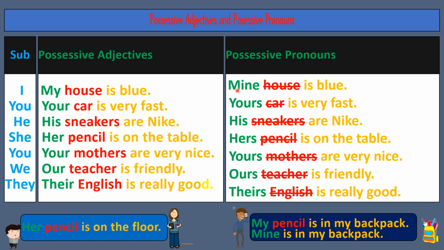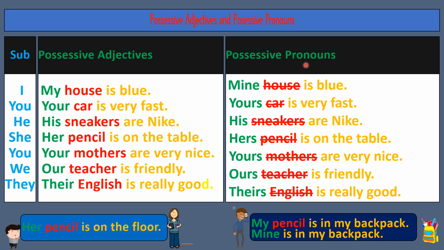For example, mine is blue. Yours is very fast. His are Nike. Hers, it's on the table. Yours are very nice. Ours, it's friendly. Theirs, it's really good. So we cannot say mine house. No, that is wrong. Yours car, his sneakers, hers pencil, yours mothers, ours teacher, theirs English. No, that is wrong. It's incorrect.